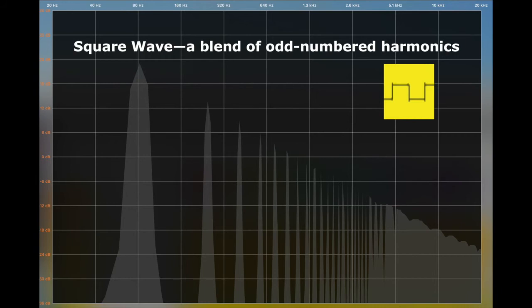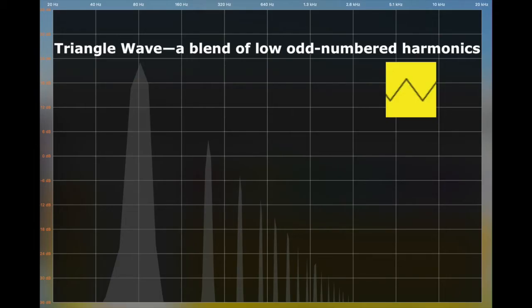So their spacing is a little more far apart. And in fact, we can see up to about 3K the individual harmonics, and then they start smearing together as we go above that.